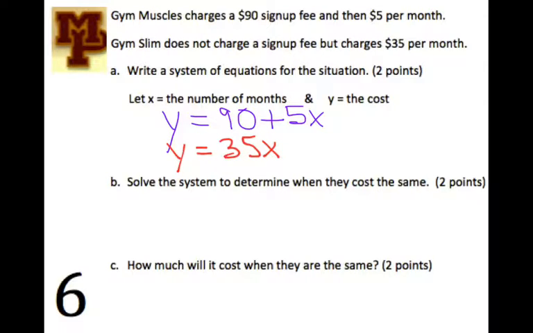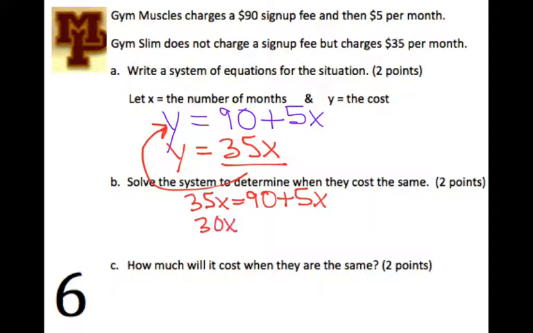So this is set up really well for substitution because you can tell that the y is already isolated for both of them. So we can take the 35x and we can plug it into the other equation for y. So it's going to look like this. It's going to be 35x equals 90 plus 5x, and then subtract 5x from each side, so 30x equals 90, and divide by 30, so 3. So that's going to be 3 months it's going to take for them to be the same.